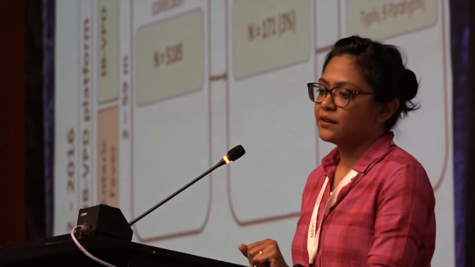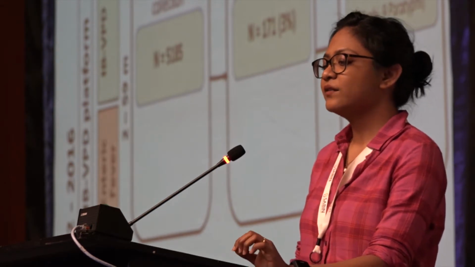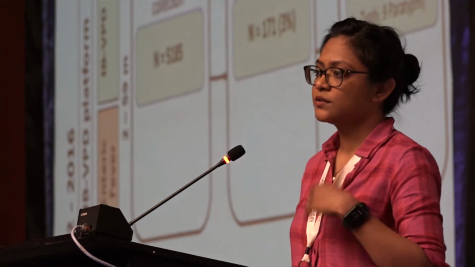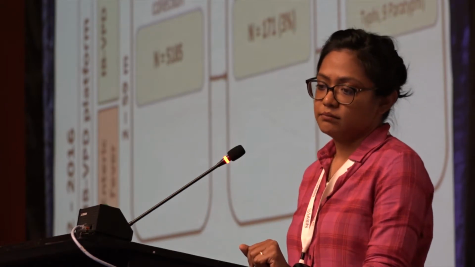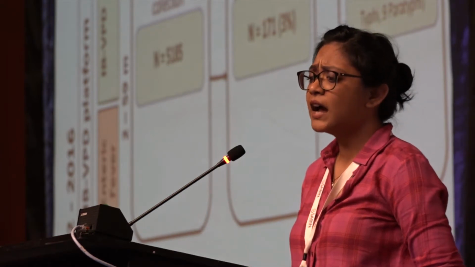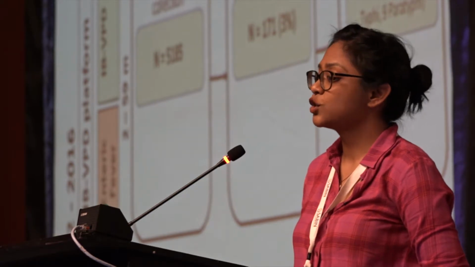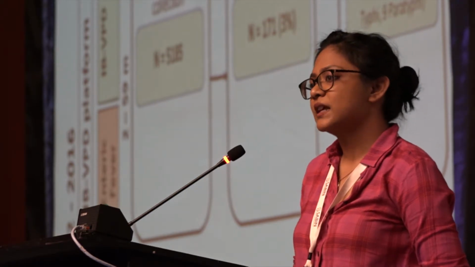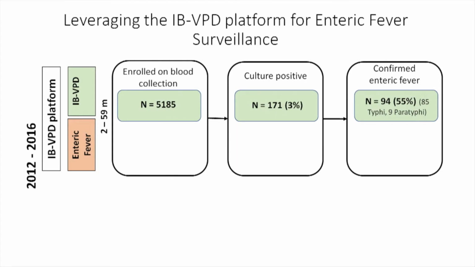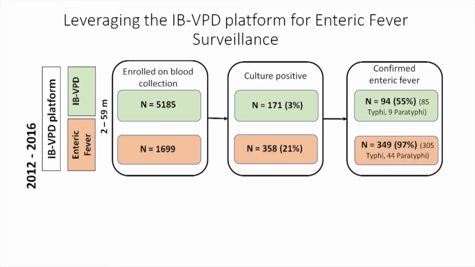So in the original platform, we tested 5,185 blood cultures from those eligible cases. 171 or 3% of them were culture positive, and 55% of those cases were confirmed enteric fever cases. In addition to those, with the additional arm, we collected another 1,699 blood specimens. 21% of them were culture positive, and 97% of those were typhi or paratyphi, confirmed enteric fever cases.